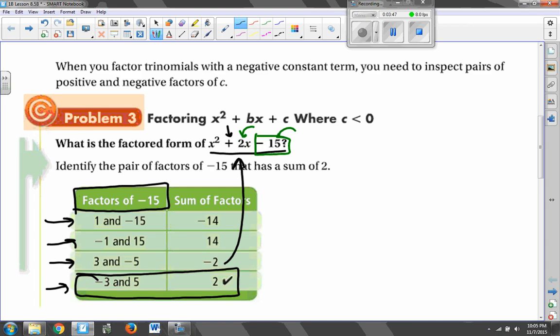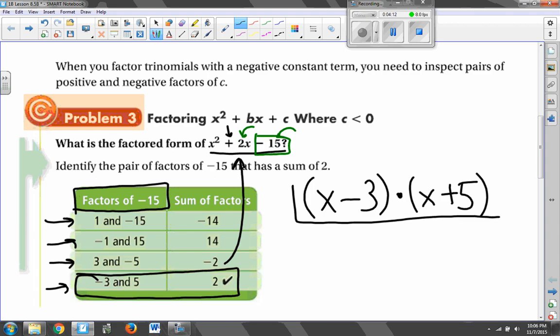Okay? So we're listing out our factors, and now that we know it's negative 3 and positive 5, I'm ready to write my factored form. I'm going to say x, and I'm going to put it with a negative 3. It's x plus negative 3, which is x minus 3, times x plus positive 5, x plus 5. That is the factored form of x squared plus 2x minus 15. All right?